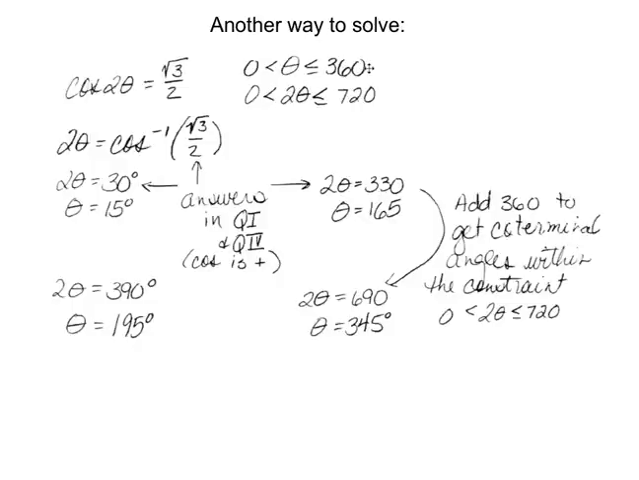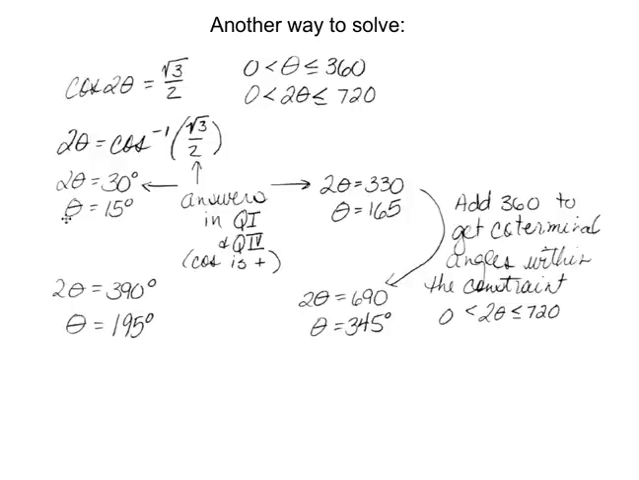Now, theta is between 0 and 360, but 2 theta is between 0 and 720. So while I have these two answers that fit very nicely between 0 and 360, I also need to find coterminal angles all the way up to 720 degrees. And I do that by adding 360 to each of my solutions within the constraint 0 to 360. I add 360 to each of these. Now I have all the answers where 2 theta would equal square root of 3 over 2.